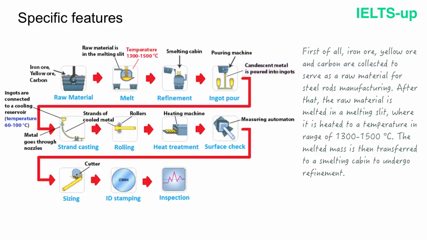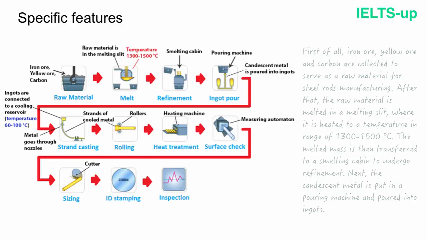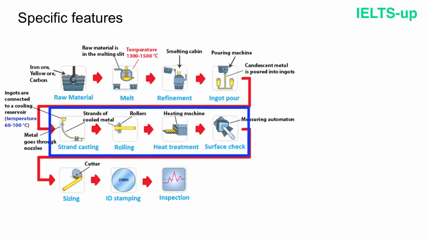Using this information, I wrote such sentence. Next, the condensed metal is put in a pouring machine and poured into ingots. And that's all with our first paragraph for specific features. I hope that now you get an idea of how to describe the process stage by stage. So let's move on to the second paragraph that describes the next 4 stages.